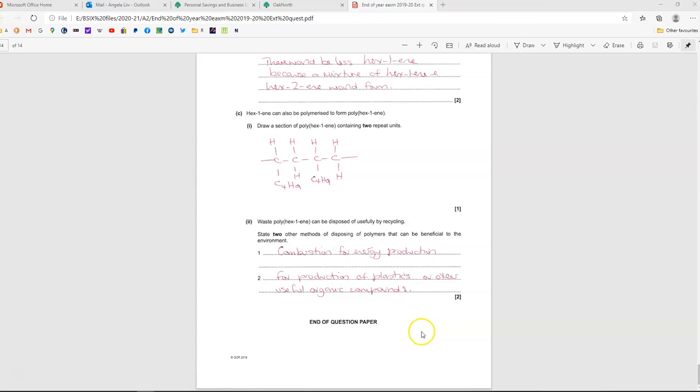And then finally, what can we do with our waste polyhexagonine? Okay, so we could burn it to produce energy, or we could use it for making plastics or other useful organic compounds. I would suggest making plastics is probably not a good use, not in today's world, but anyway. Okay, that's it.